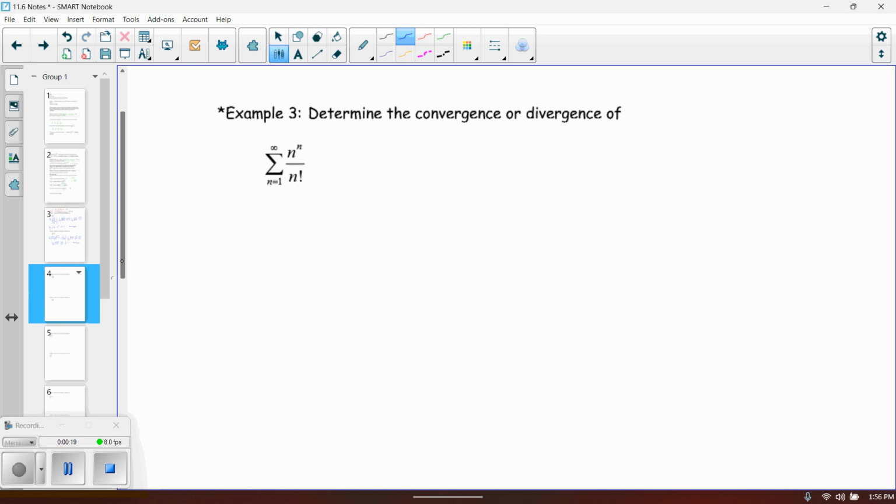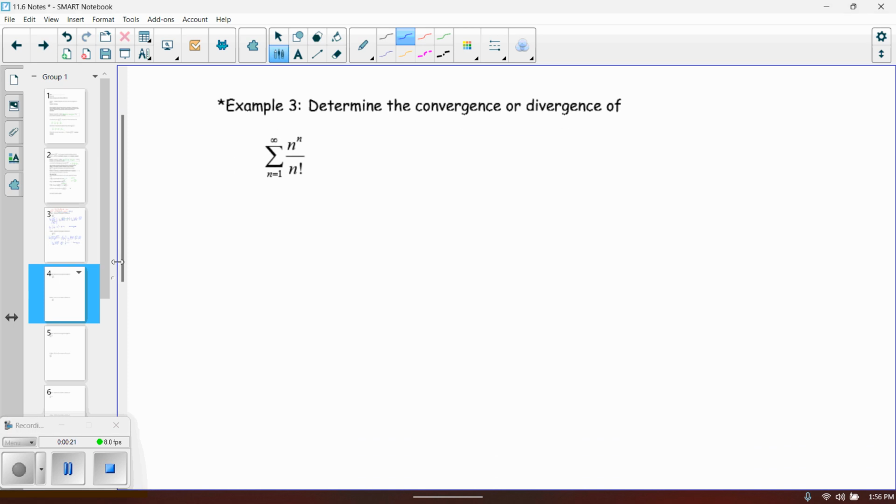Example number 3, see it has a little asterisk by it there, and there's a reason for that. This is not exactly the easiest one, and when you get to the end of it, there's something you have to recognize, which I kind of enjoy, so that's why I'm doing it. Let's start with the fact that what you have is an iterated function, n to the n power, over n factorial.